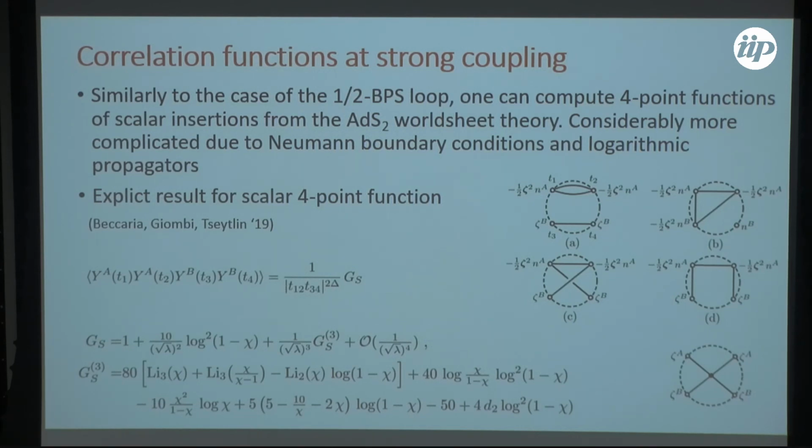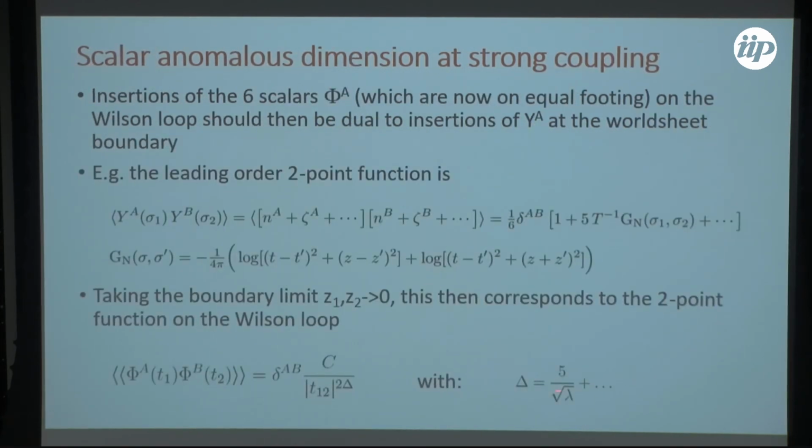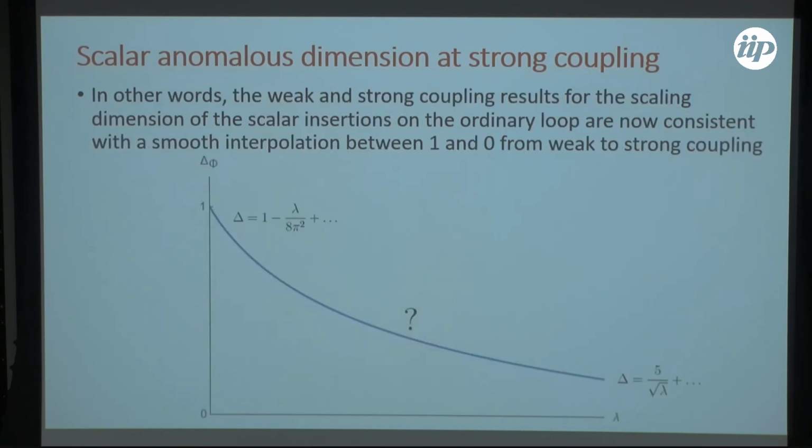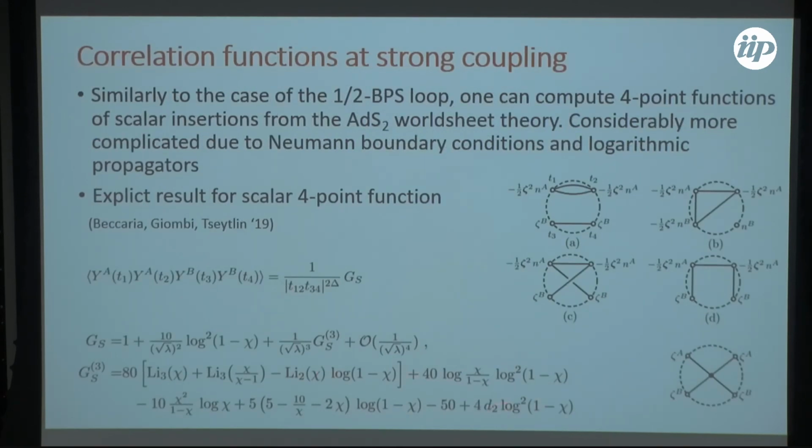Is D2 something you don't know? Yeah, D2 is something we don't know. D2 is basically the correction to the dimension of these operators to the next order. So it's 5 over root lambda plus d2 over lambda. The other complication is that now these insertions are not protected. Before they had exactly delta equal to 1 in the supersymmetric case, and you didn't need to worry about the renormalization of the scaling dimension for the external insertions, but now they are not protected. And when you compute this 4-point function, there is a contribution that comes from that unknown coefficient.